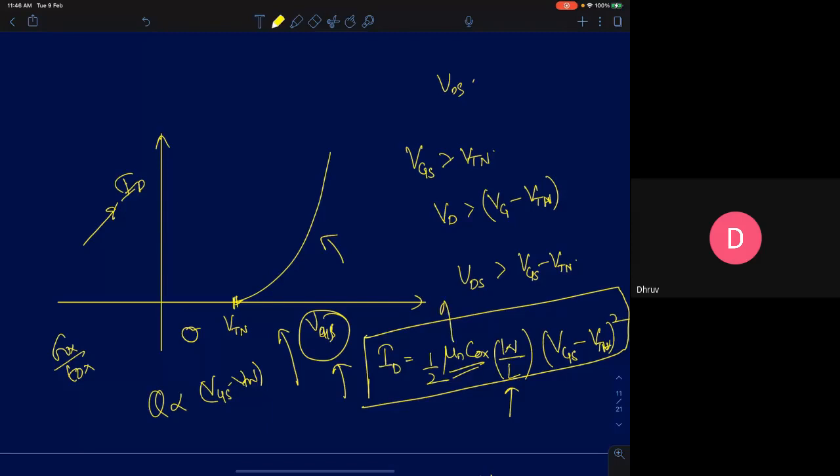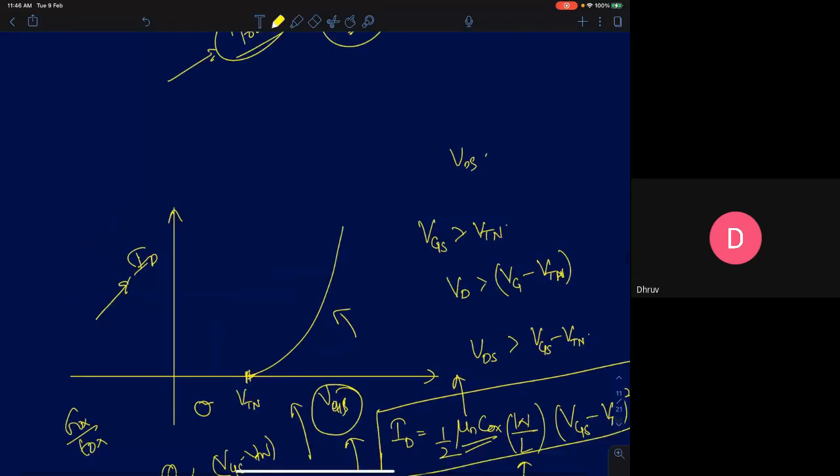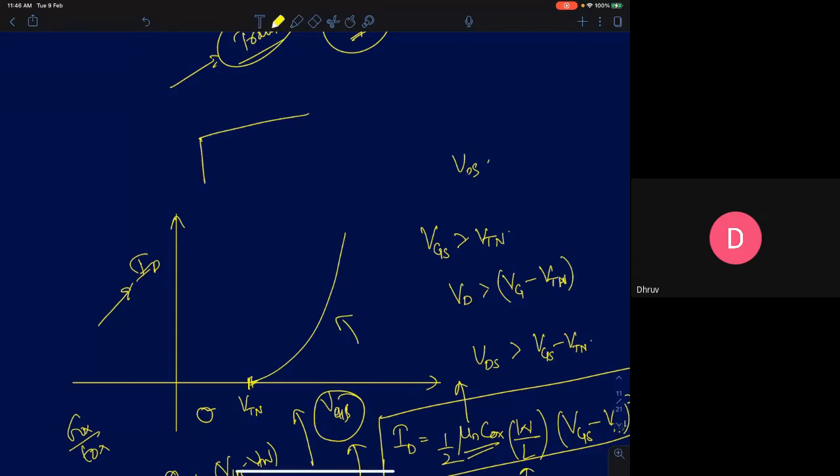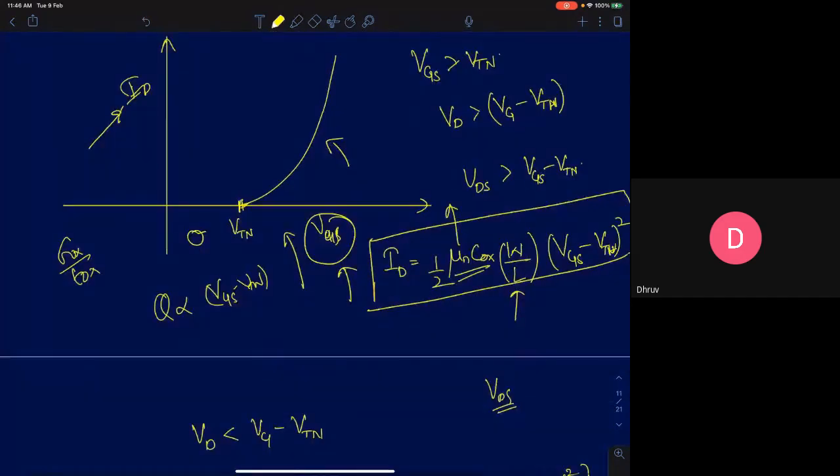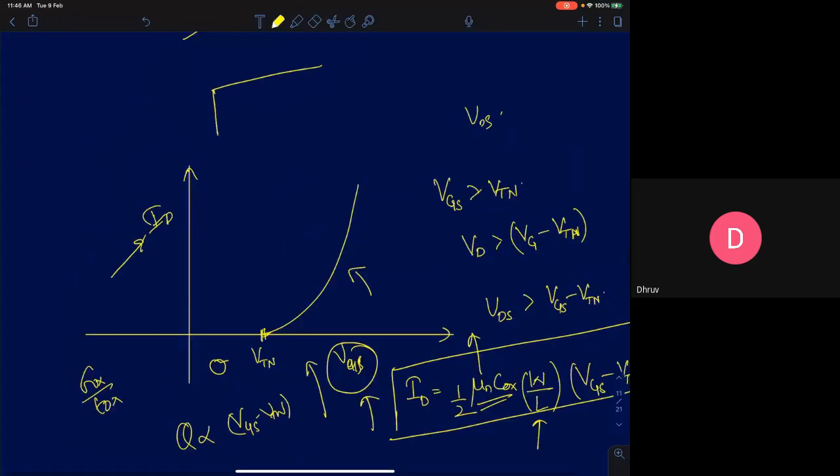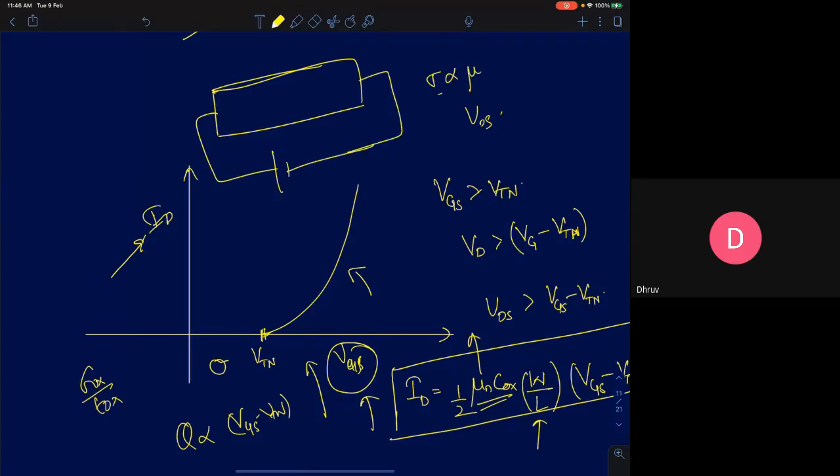Mu n is the mobility. Mobility is a slightly complicated word; I'll spend some time after this lecture to explain what that mobility is. If you took an n-type semiconductor and applied a voltage across it, the conductivity depends upon mobility. It tells you how well an electron can move in the presence of a potential gradient, a voltage or electric field across the semiconductor. This mobility mu n tells you how well the electron can move inside it.